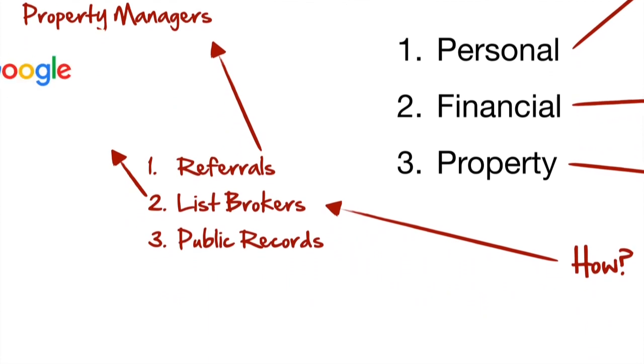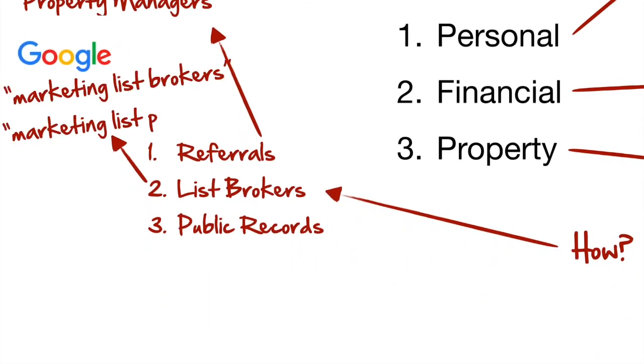Then there's list brokers. So with a simple Google search you could just search for marketing list brokers or marketing list providers. And you can buy lists of property owners that fall into these problem categories, like already done for you.